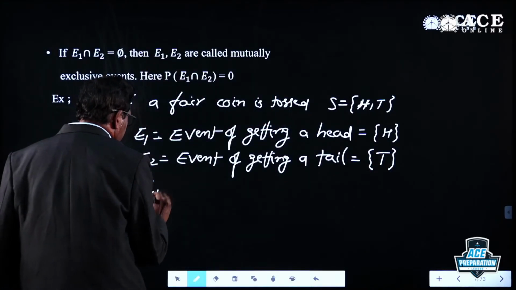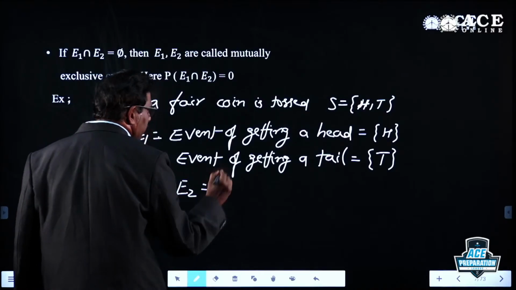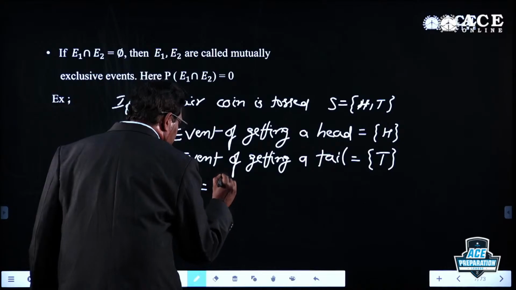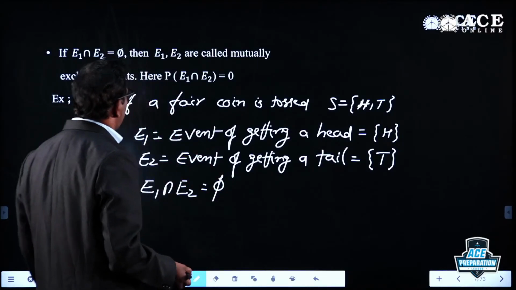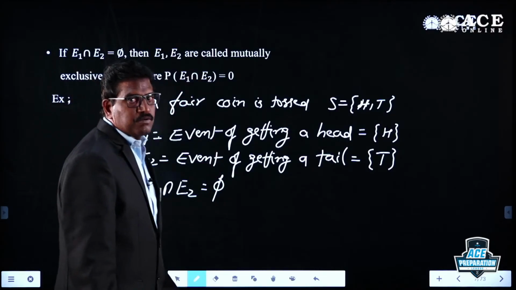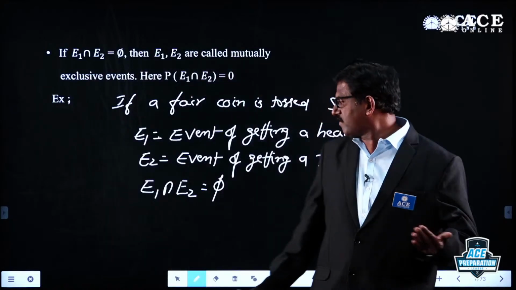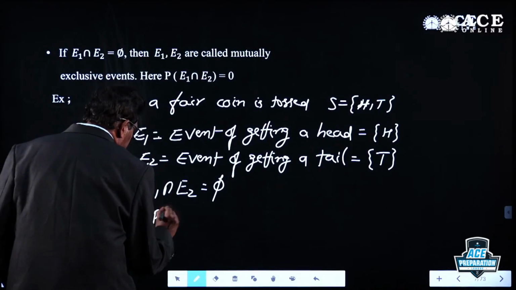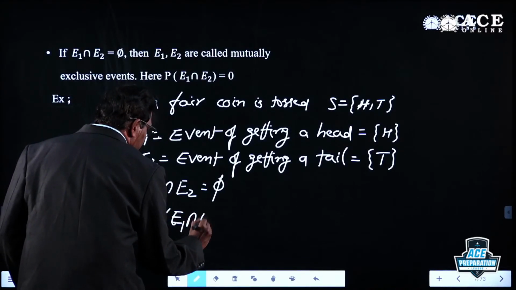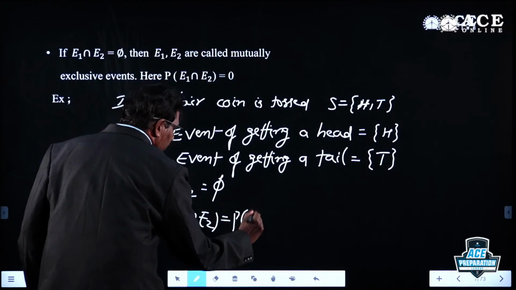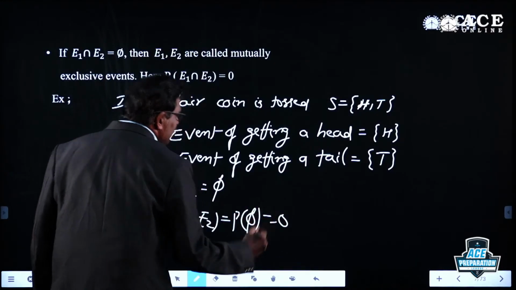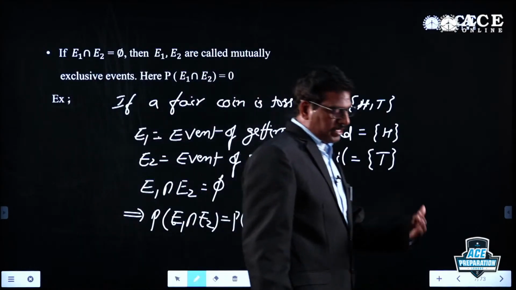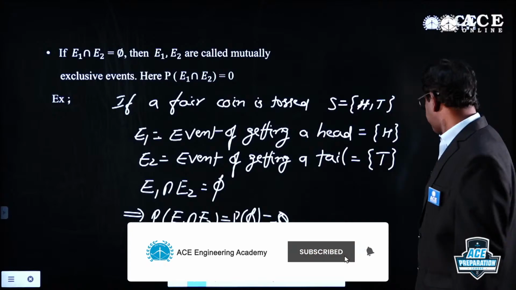What is E1 intersection E2 here? Is there any element which is common in both E1 and E2? There is no element in common. Here E1 intersection E2 is equal to the null set. Therefore, E1 and E2 are mutually exclusive events. In case of mutually exclusive events, whenever the intersection is the null set, the probability P of E1 intersection E2 is nothing but P of the null set. Probability of the null set is 0. In case of mutually exclusive events, you can obtain this case.